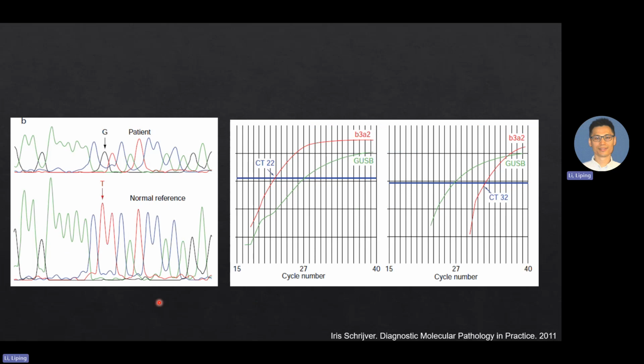Then they do single sequencing to find that this is the patient, this is the normal, there's a T, and then it mutated to G. So it will cause, maybe for the first generation of TKI resistance, the CT value to be really low and the expression really high. Then they used a newer generation of TKI, so they will make the CT value higher, lower expression of BCR-ABL.